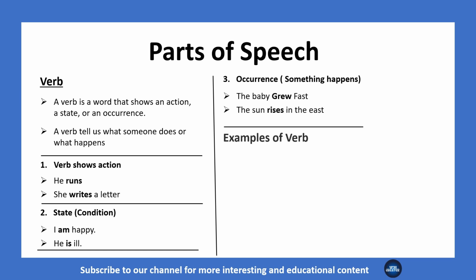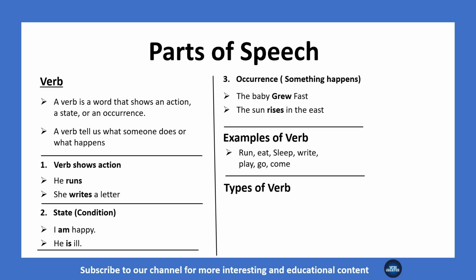Here we have some examples of verbs. Run, eat, sleep, write, play, go, come. In English grammar, verbs are divided into different types based on their function and usage in a sentence. Each type plays a specific role in forming meaning and structure. Here, we will only introduce the names of the main types of verbs. This overview will help you understand their basic classification.